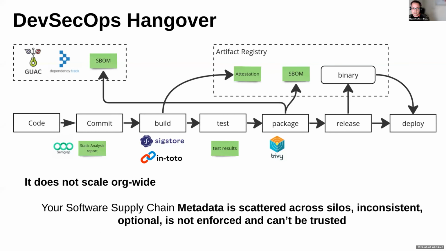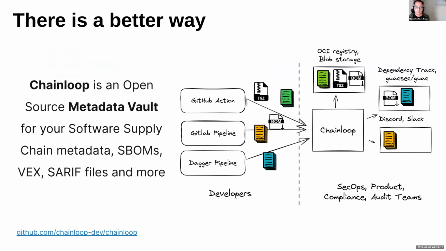The reality is that this doesn't scale from the organizational point of view, because software supply chain metadata is scattered across silos. It is inconsistent. Some teams might be using different versions, different tools. It's optional. There is no easy way to make sure that they're all following the same practices. So it's not enforced. And lastly, it is not trusted. You cannot trust that information, that metadata, that process, really.